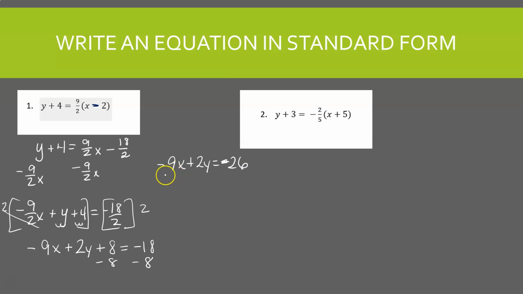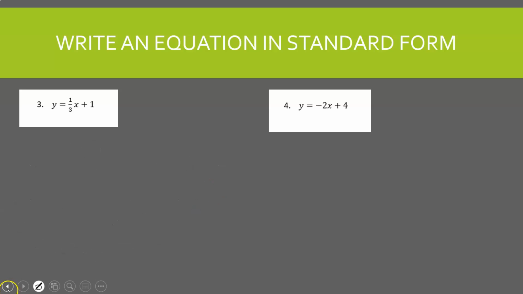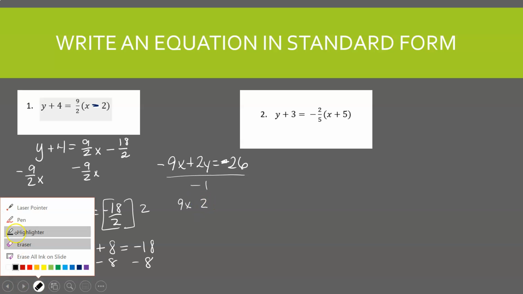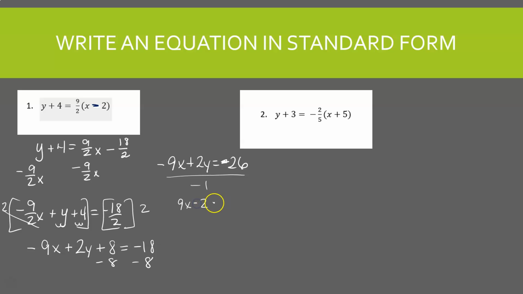Now I'm going to get rid of that negative sign, divide everything by negative 1. 9x minus, sorry, 9x minus 2y equals 26. That's your final answer.